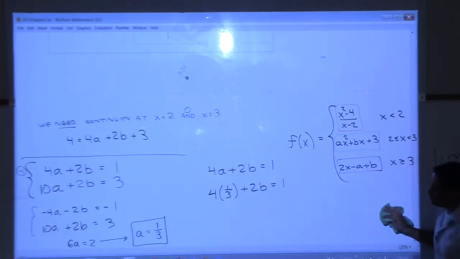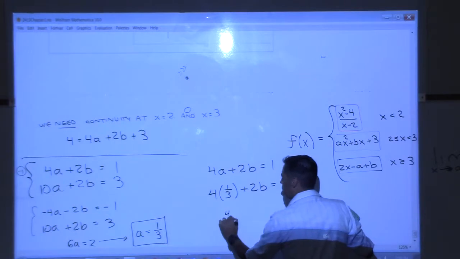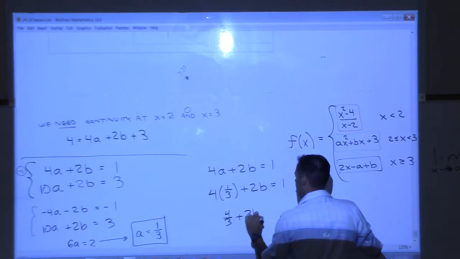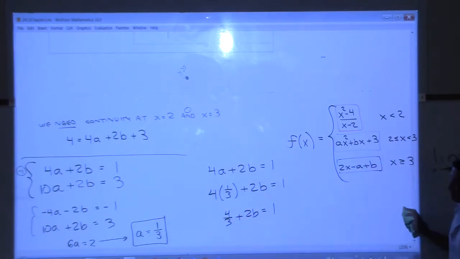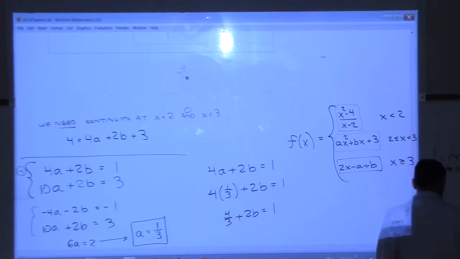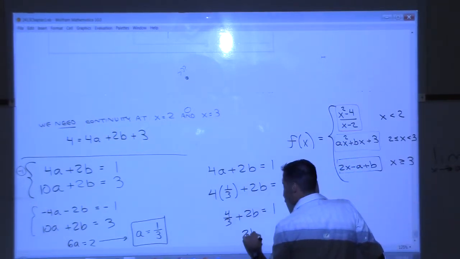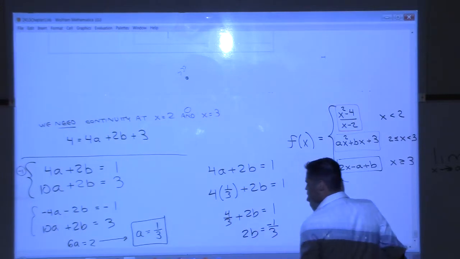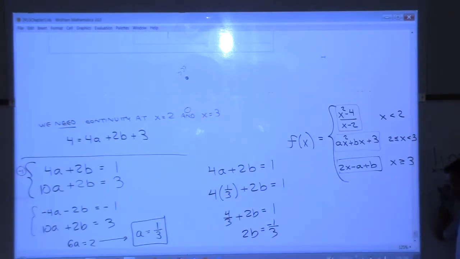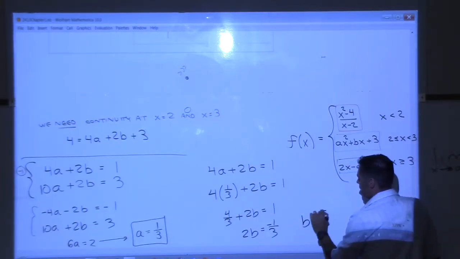And 4 times 1/3 is 4/3. So 4/3 plus 2b equals 1. I'm going to subtract 4/3 from both sides. What do you get when you subtract 4/3 from both sides, Erica? Oh wait, Annika. -1/3. Good. 2b equals -1/3. And divide by 2. b is -1/6.